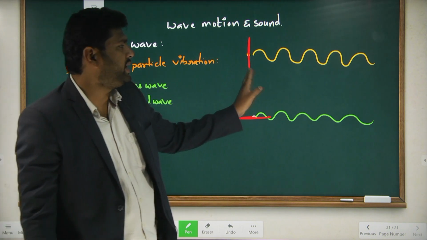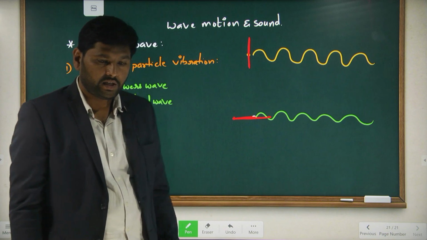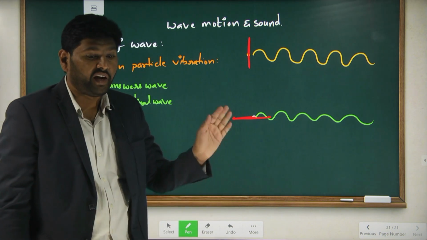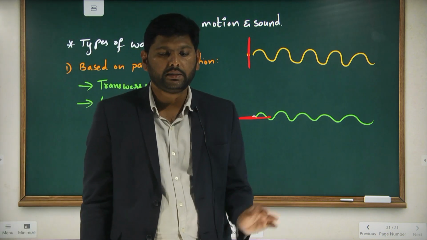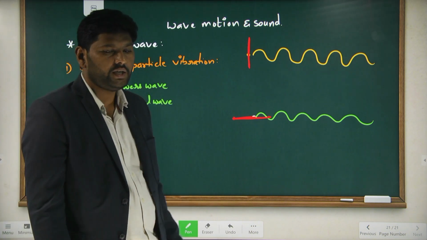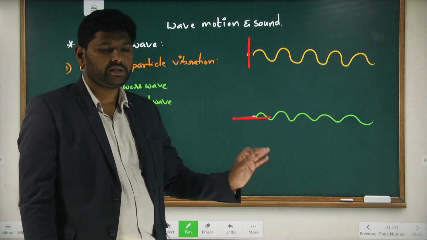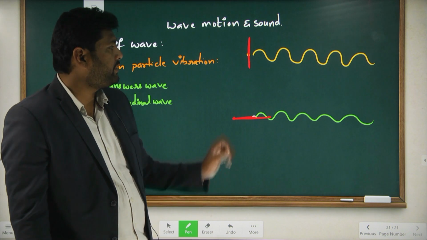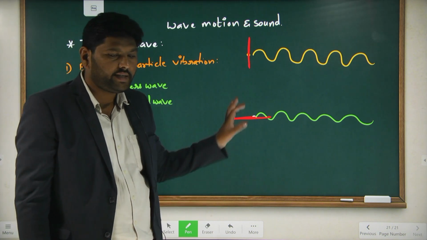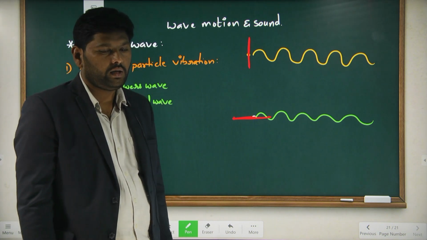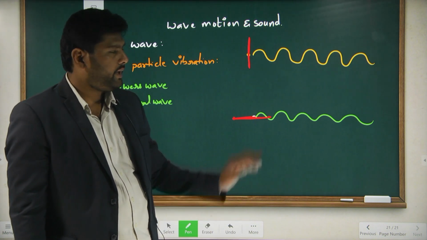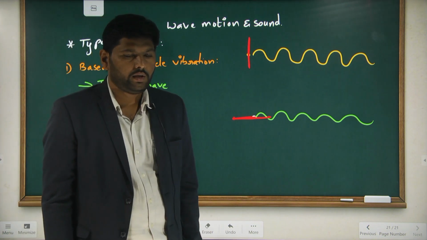Now, the explanation is very easy, but finding the examples is more important than the explanation. Understand? Finding the examples. What is the example for transverse wave? What is the example for longitudinal wave? See, I will tell one example for transverse wave.